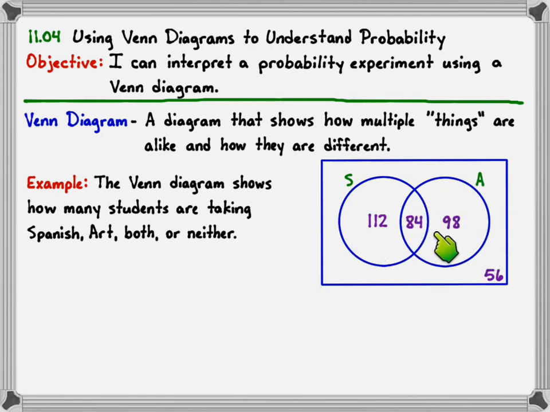Now I want to go through each of these and we're going to talk about each one of them as we go through this, but notice that there are 4 pieces. There is the moon, if you were to shade in this 112, that would be the moon. We have another moon over here, 98, and we have this football shaped thing. And then this 56 represents everything that is outside the 2 circles. So the 84 is where they overlap. I'll probably refer to that as a football sometimes. That's the intersection. And then the 112 and the 98 are moons.